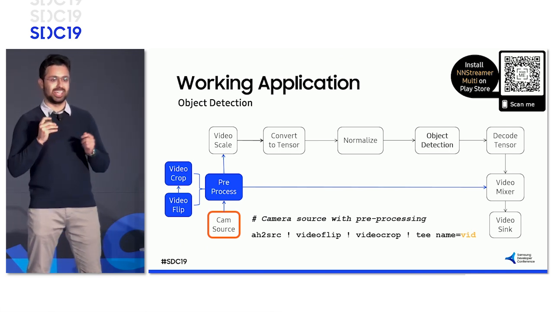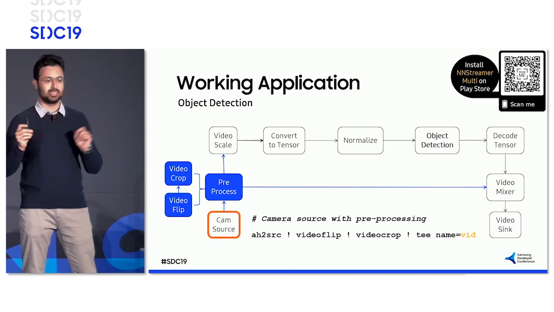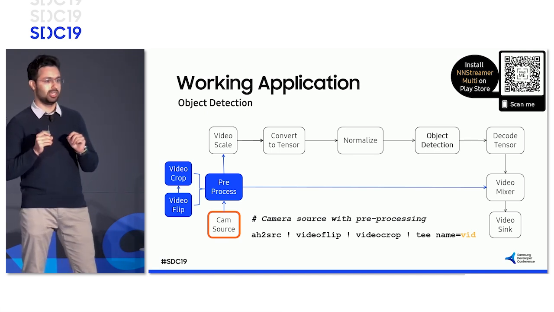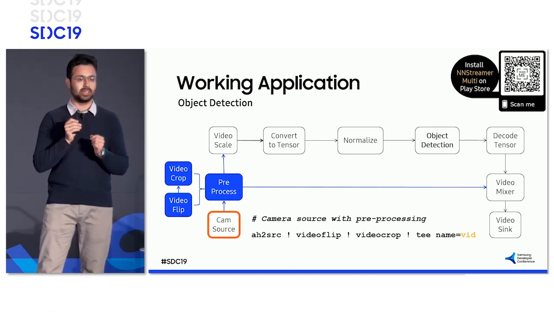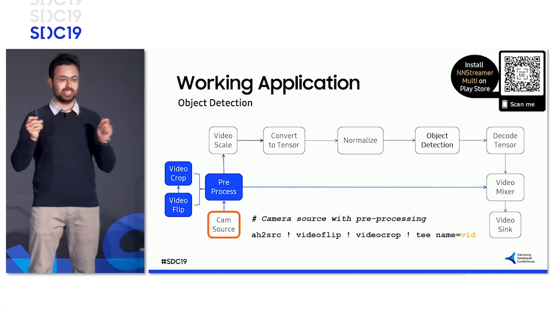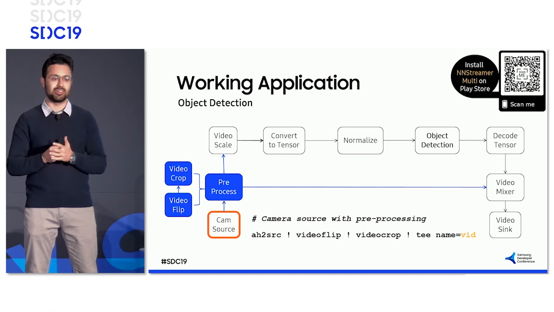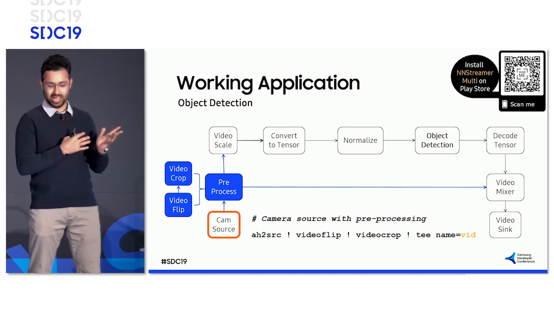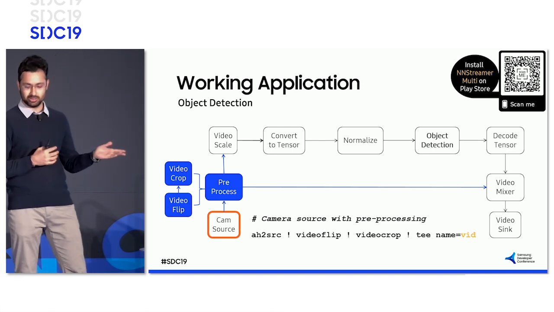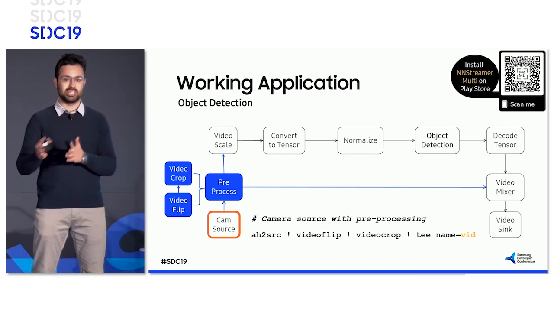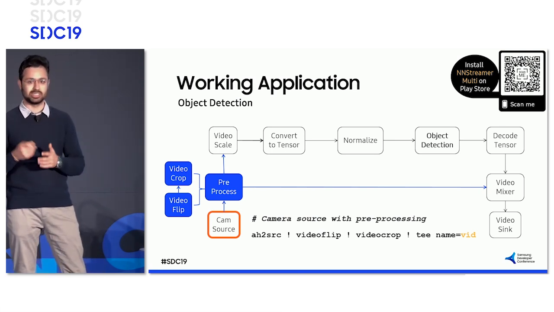And while making the pipeline, there's the exclamation character used. The exclamation character is a connector which connects the 2 elements so as to make the pipeline, or you can say a graph. So here we have the H2 source, which is the camera source, which connects to a crop and flip, gets us the pre-processed video.